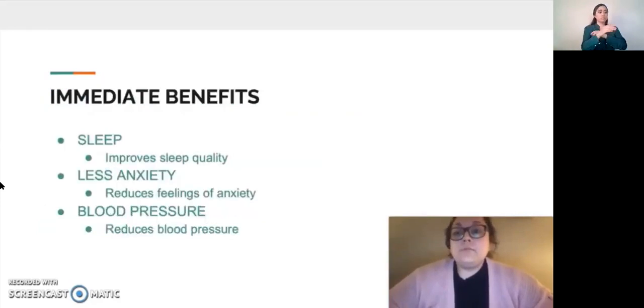Immediate benefits from physical activity. Even just a single instance of moderate to vigorous physical activity provides immediate benefits for your health, including improving your sleep quality, reducing feelings of anxiety, and reducing your blood pressure.